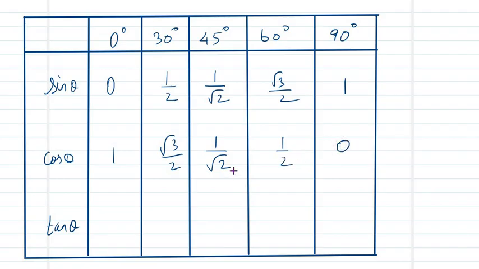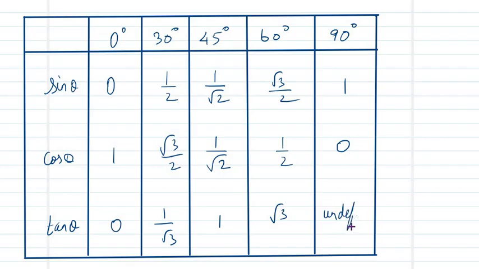And what is tan theta? You may already know that it is the ratio of sin theta and cos theta. So 0 by 1 is equal to 0. And when we do the division here, the denominators are the same, so we can just simply take the numerators and do the division, which is 1 by root 3. Both the numbers are same. So here it is 1, here will be root 3, and here will be undefined.